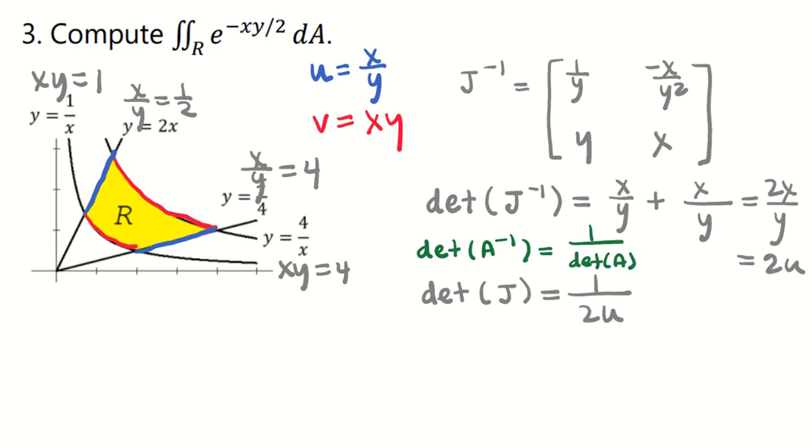Or maybe you did it. Maybe you solved the system for x and y in terms of u and v, and it wasn't. Let me know. But I've got my Jacobian determinant. I'm ready to move on.